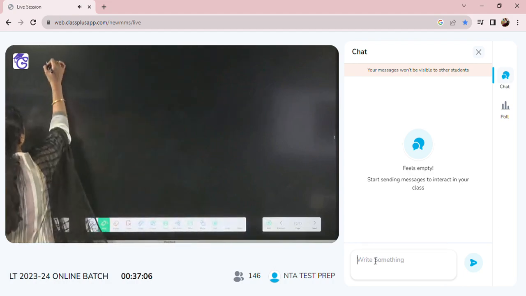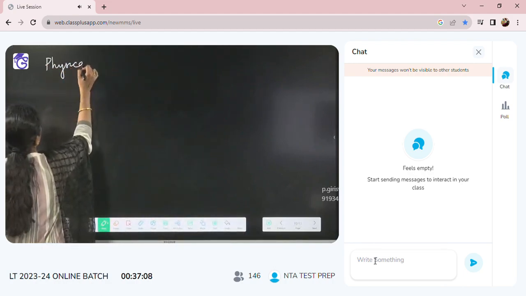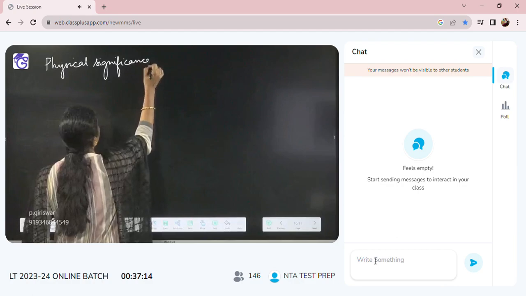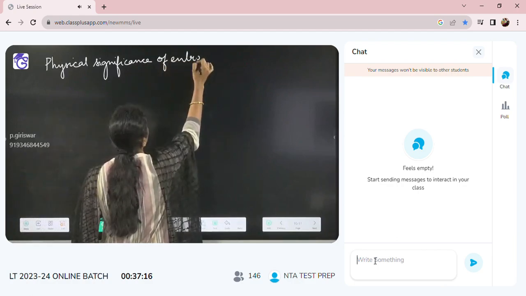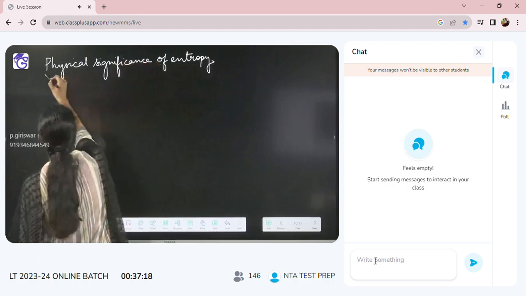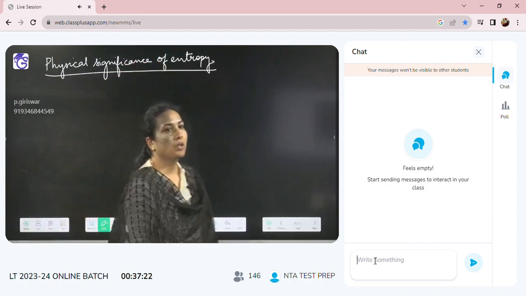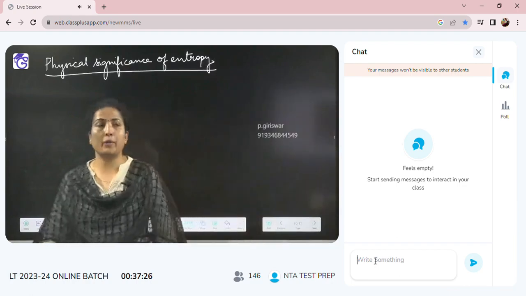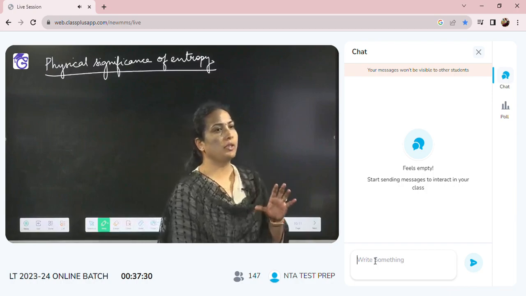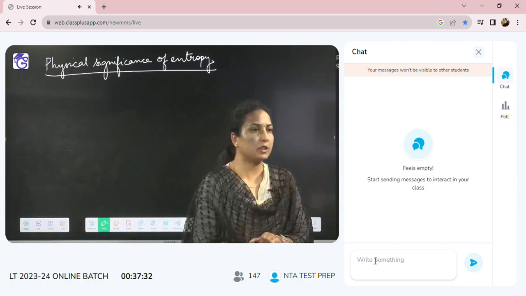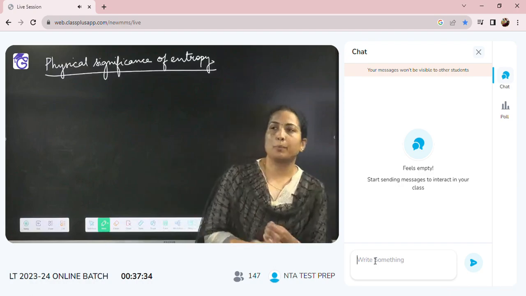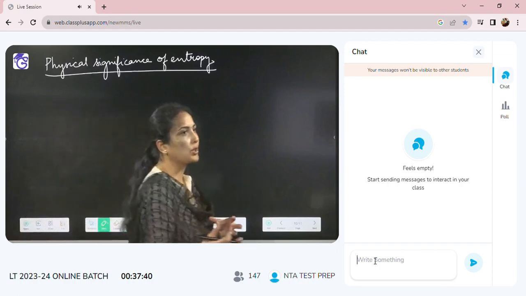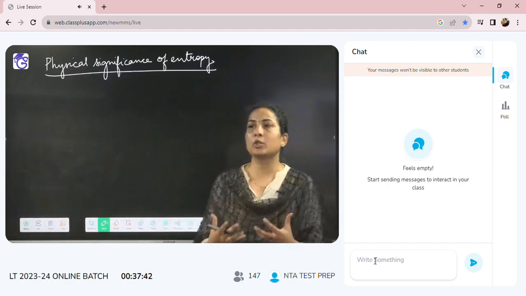Okay, now let us move on towards the physical significance of entropy. Because sometimes very simple questions could be asked from this particular section also. Now when it comes to entropy, you remember I have told you that it is a measure of randomness or disorderliness present in any system, right? So sometimes the examiner may give you a situation or a reaction just to predict whether entropy is increasing or decreasing.